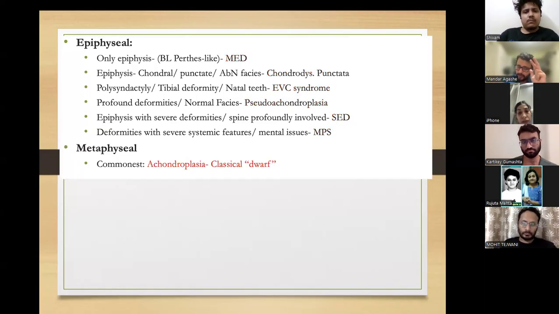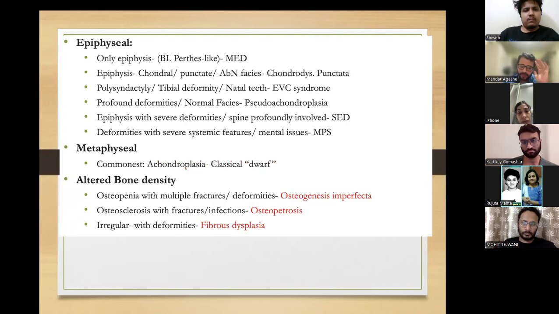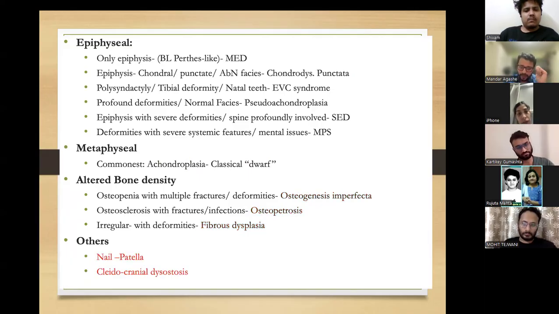Metaphysis is achondroplasia, which is the classic dwarf. If you have altered bone density, if it is osteopenia with multiple fractures and deformities, it is OI. If it is osteosclerotic, it is osteopetrosis. And if it is irregular, it is fibrous dysplasia. And the last two others of orthopedic significance are nail patella and cleidocranial dysostosis. Thank you. Any doubts till now?